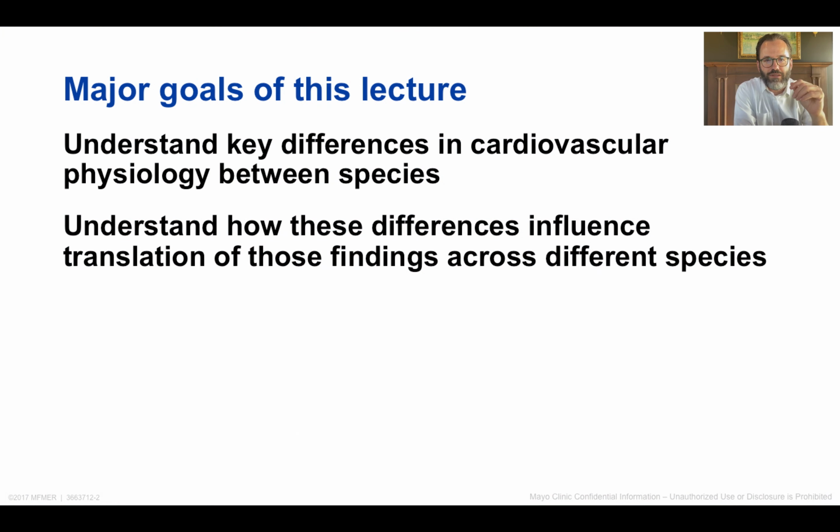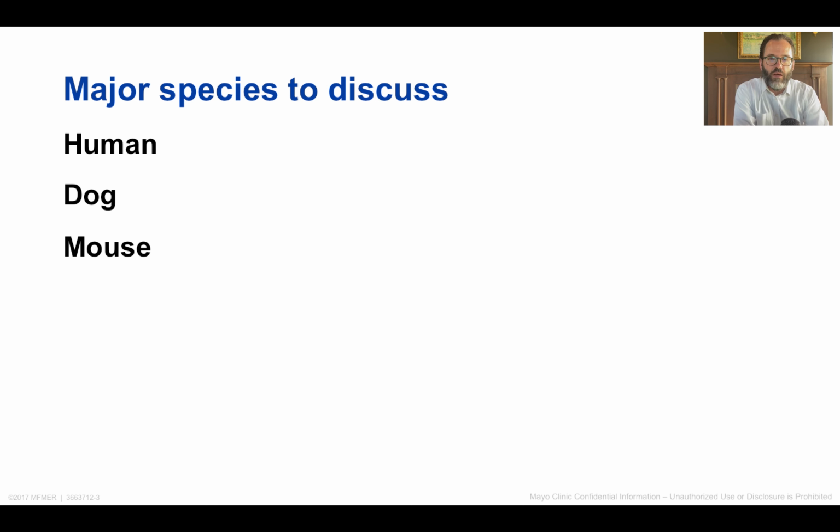So when we look at the overall goals of this lecture, I think they're really twofold. One is to understand the key differences in cardiovascular physiology between a handful of species. And two is to understand how those differences influence our translation of those findings across different species, and hopefully to provide you with a framework on which to apply this towards numerous examples in the future. Primary species that we are going to be discussing today are, of course, the human, the dog, and the mouse. And the human will serve as our frame of reference for the vast majority of our discussion.